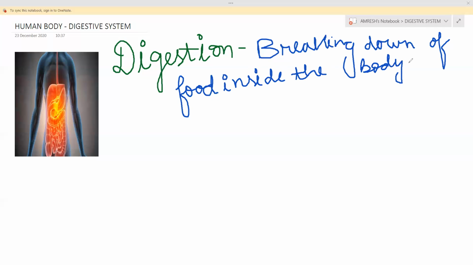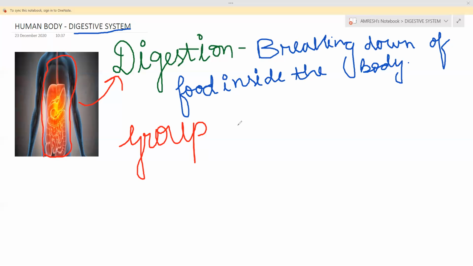Digestion. Now the system which undergoes the process of digestion is called the digestive system. See, I have given you the photo of the digestive system. This is all the digestive system. It undergoes the process of digestion. It is a group of body parts. System means what? The meaning of system is a group of body parts or a group of organs.